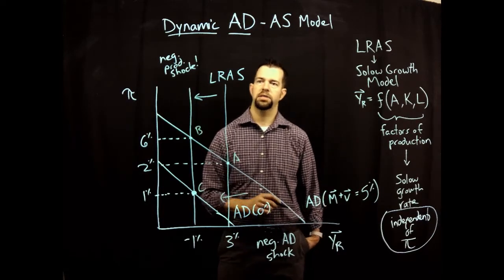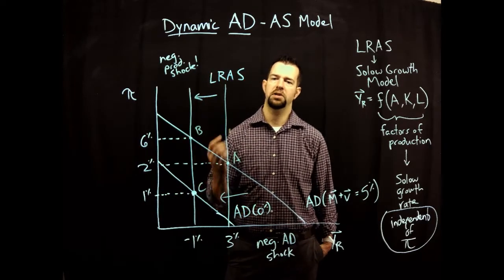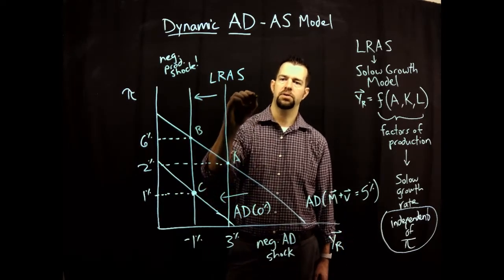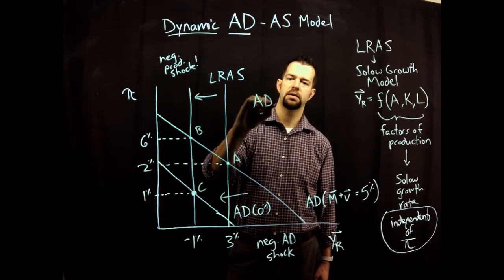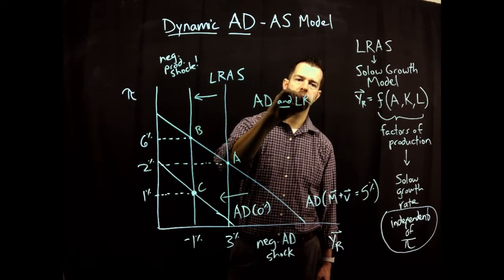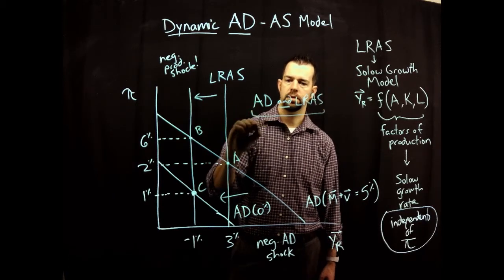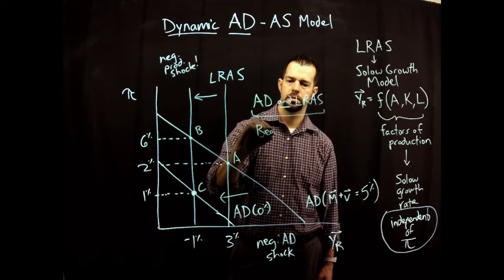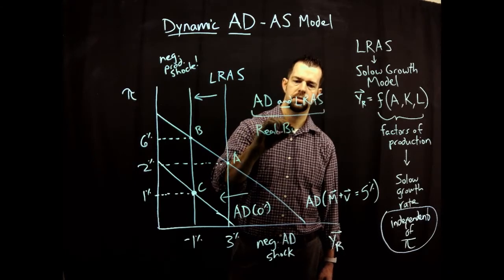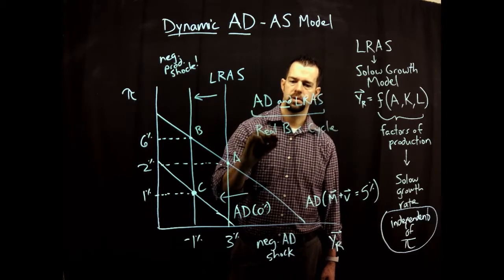All right, so this is the long-run aggregate supply curve, and if you just have these two curves together, so if you just have AD and long-run aggregate supply, then you have what we call the real business cycle theory.